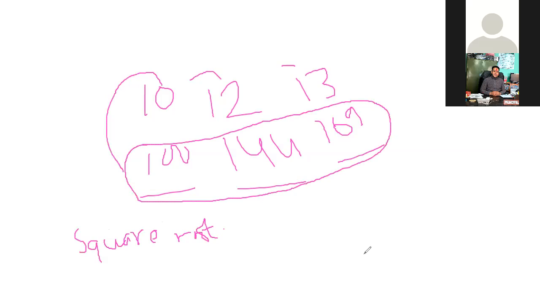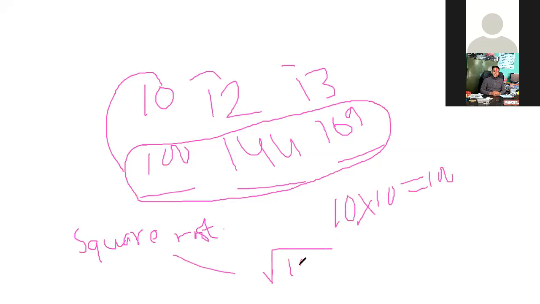Just now look. Square root is just opposite of square. If we want to find the square, we will multiply 10 into 10 and get 100, no? Yes, sir. Square root means what? We'll place this sign. This is known as square root, yes?